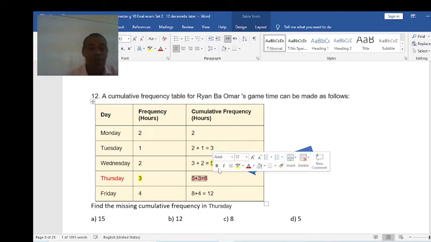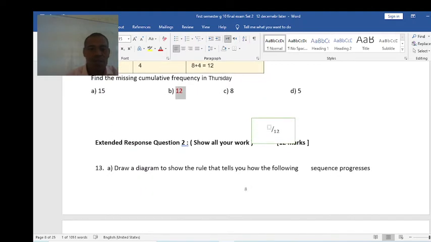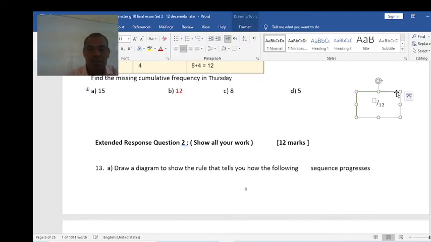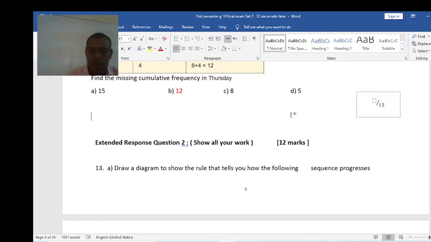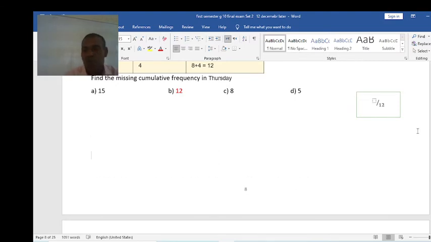Maybe in the exam it will tell you to find the cumulative frequency on Friday, on Wednesday, on Tuesday. So you do it the same way. Okay, so the correct answer is 12. Clear, my learners? We continue. Now the next one. Okay, I'll just make a copy of this. Okay, we move. The next one, my learners.